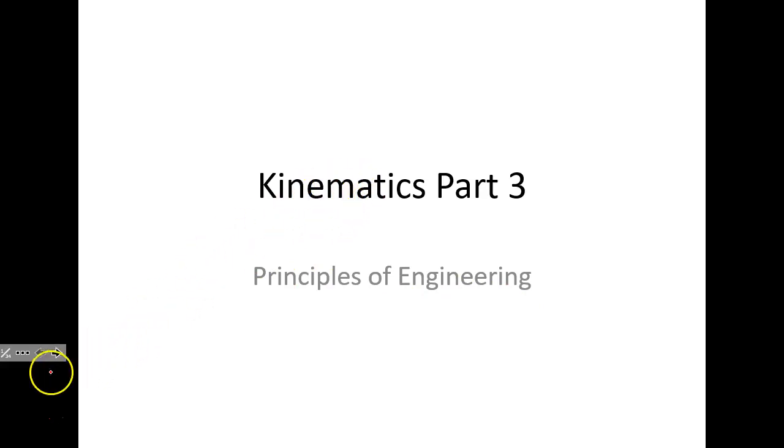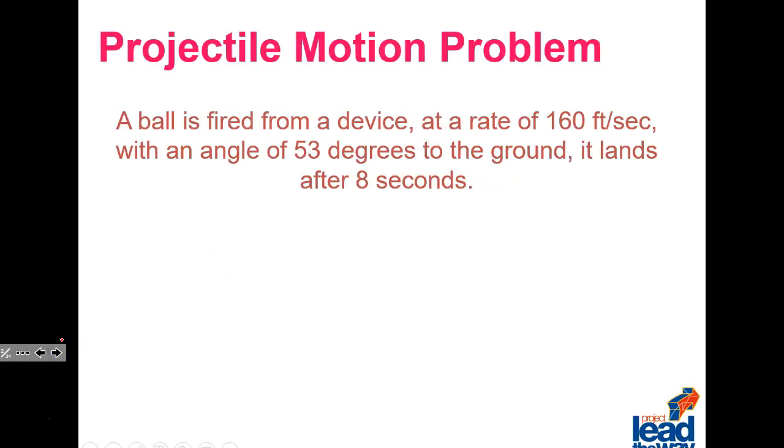So we're on kinematics part 3 for principles of engineering, and we have a projectile motion problem where a ball is fired from a device at a rate of 160 feet per second with an angle of 53 degrees to the ground, and it lands after 8 seconds. So just a few pieces of information we have here. We have an initial speed. I'm going to label that VI equals 160 feet per second. We have an angle that it's fired at, so we'll call that theta, is 53 degrees relative to the ground, and it lands after a time interval of 8.0 seconds.